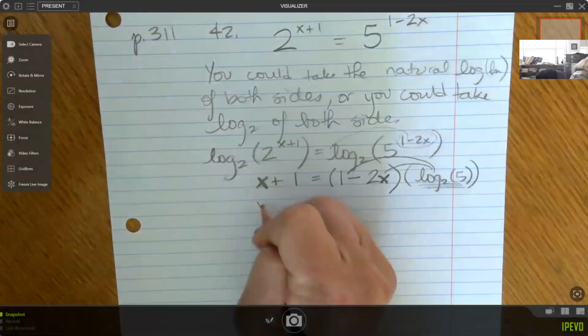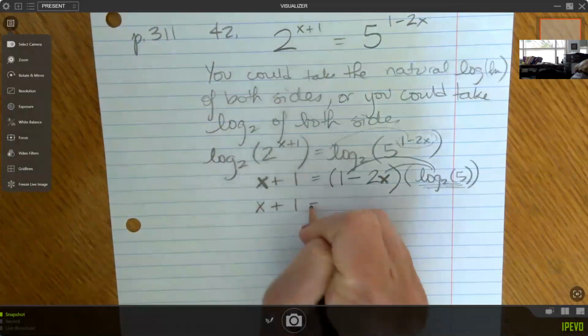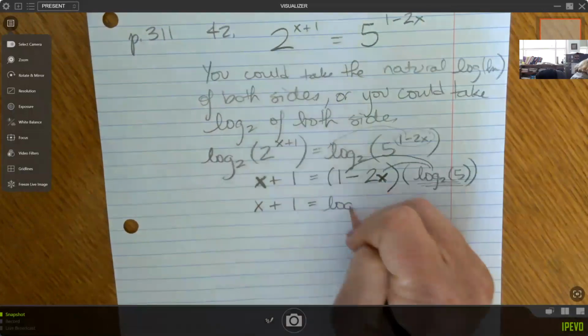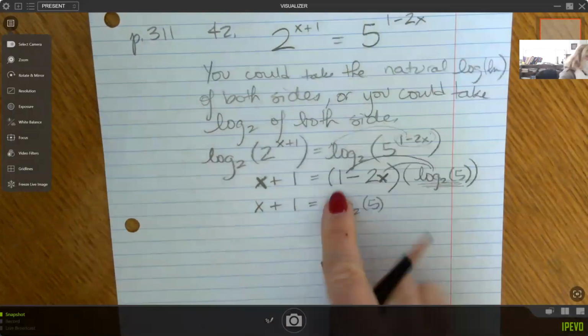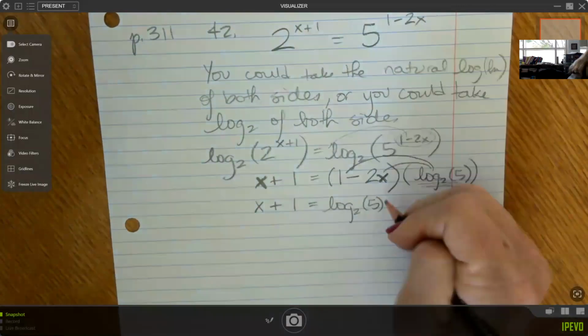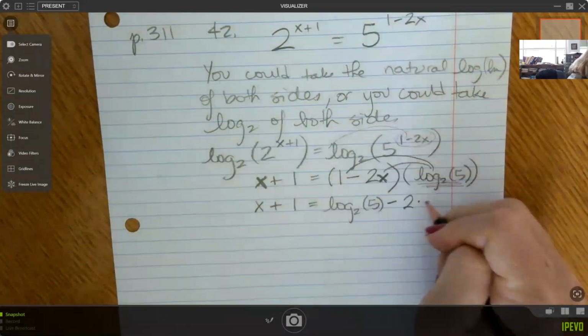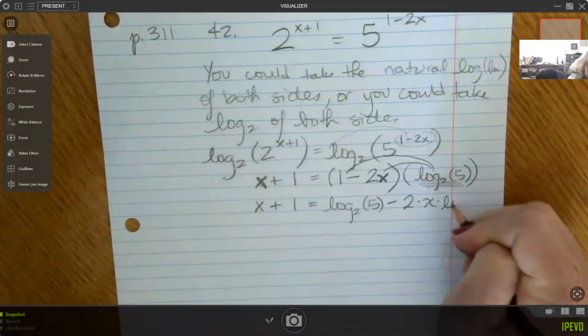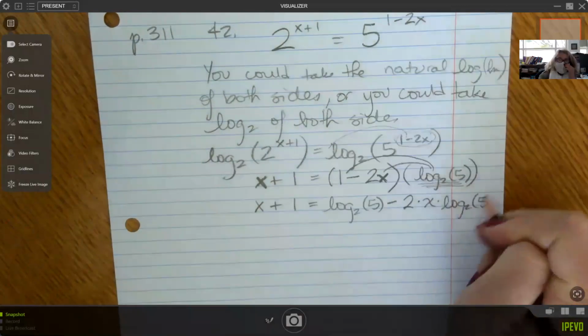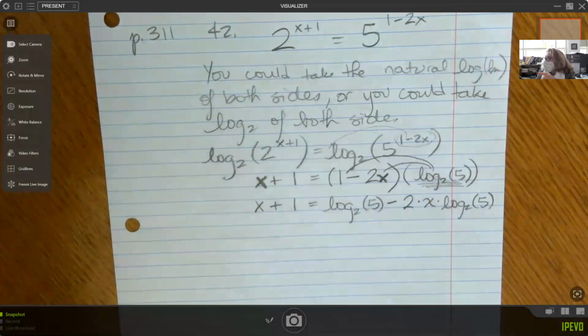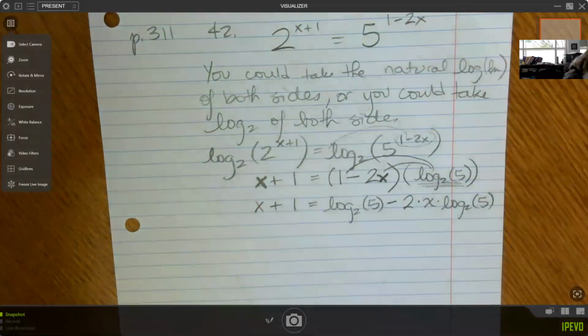So now I've got x plus 1 equals log base 2 of 5, times the 1, minus 2 times x times log base 2 of 5. You don't need to add those little dots, but I think it helps people remember all we're doing is multiplying this. It's just 2 times x times log base 2 of 5.